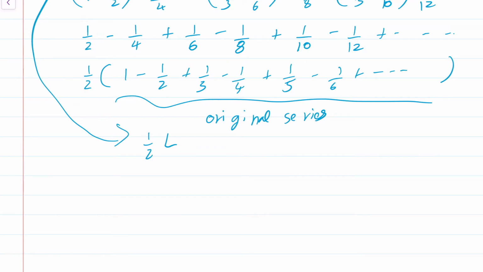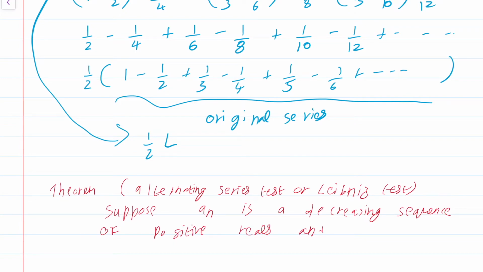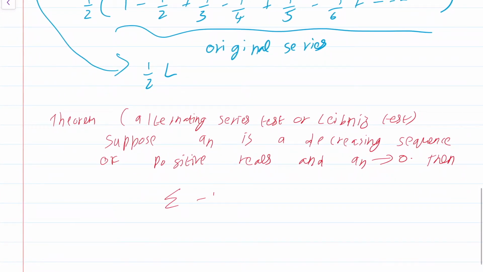Okay, so now it is interesting to see whether this alternating series, this alternating harmonic series, actually converges. That's the content of the next theorem, which is also called the alternating series test, or Leibniz test. This is as follows. Suppose a_n is a decreasing sequence of positive reals and a_n converges to 0. Then the summation of (-1)^(n+1) a_n converges.